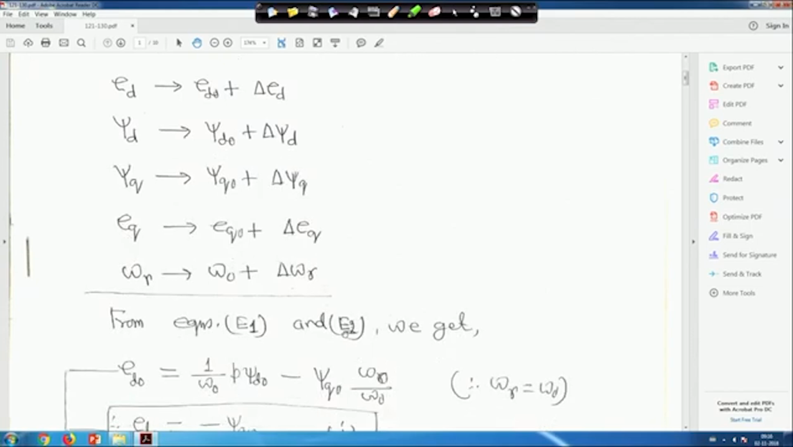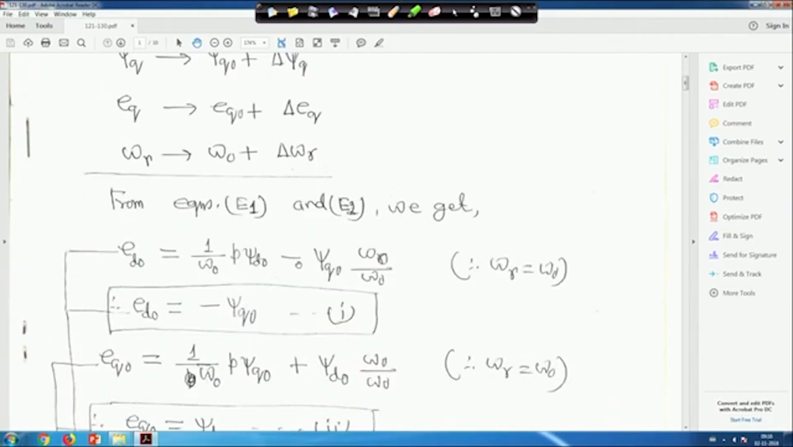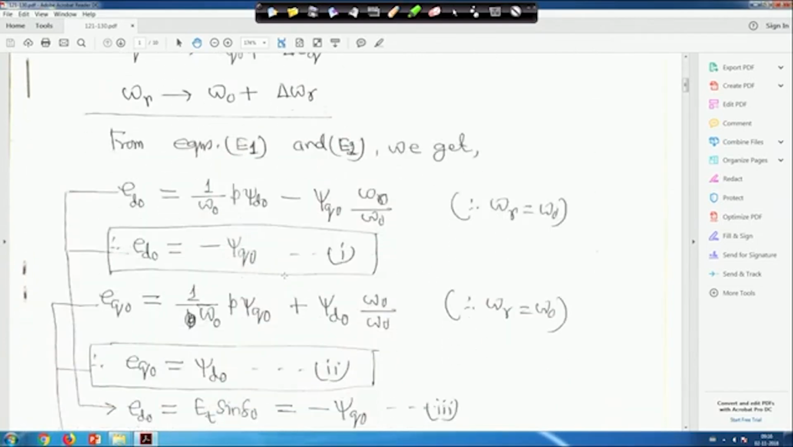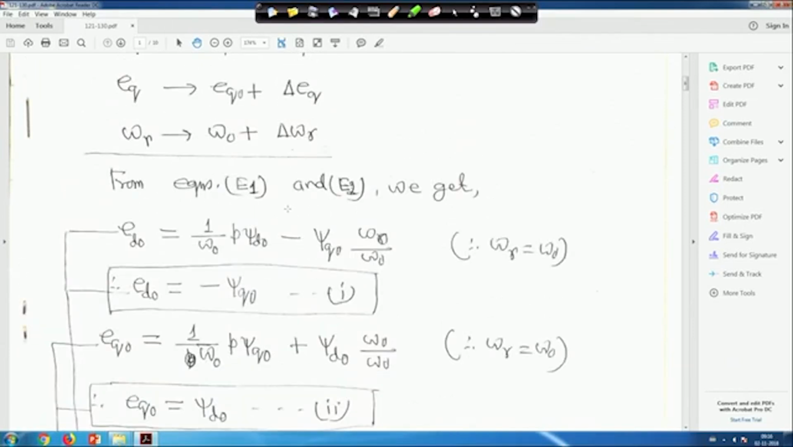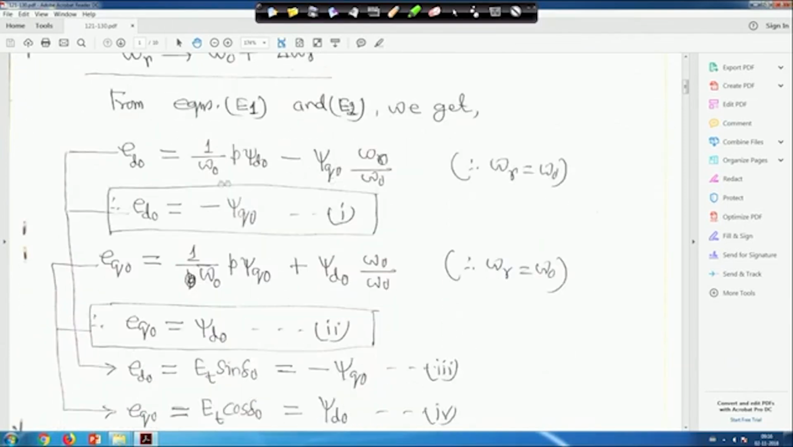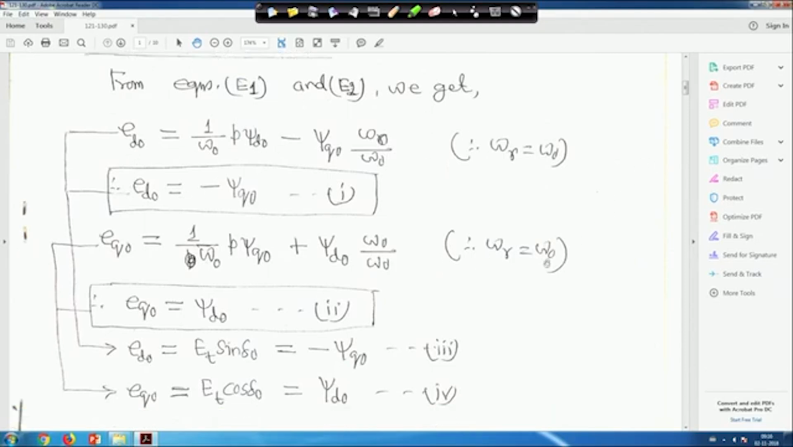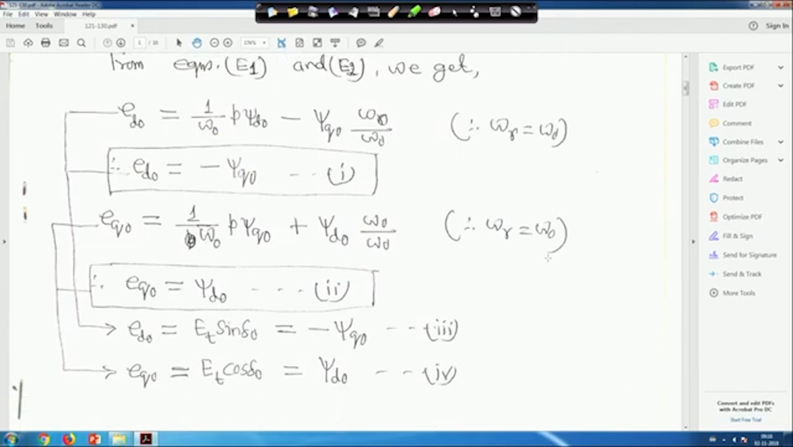Now, in equations E1 and E2, if you substitute and simplify, how will it look? Equations E1 and E2 can be written like this. Ed 0 is 1 upon omega 0 p psi d 0 minus psi q 0 times omega 0 by omega 0. This term will be 1 because omega r is equal to omega 0. So, if you put all the initial values only, Ed 0 will become minus psi q 0.